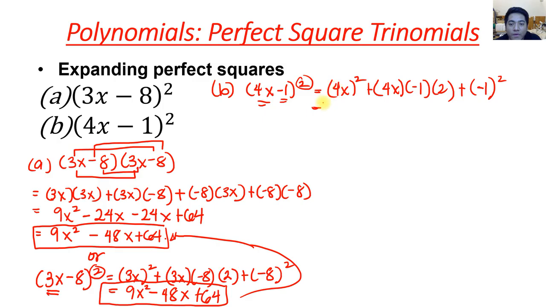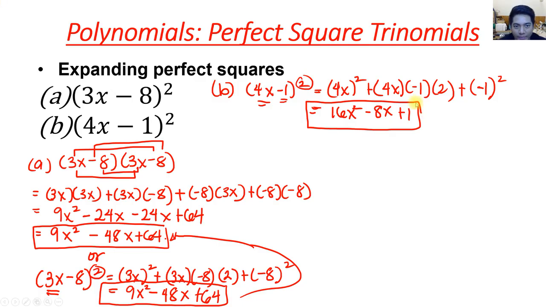So you have 4x squared would be 16x squared, 4 times 4, 16. And then we have 2 times negative 1 is negative 2, times 4x, that's negative 8x. And then negative 1 squared would be positive 1. So this will be your expansion of the perfect square trinomial. Okay? So if you do the FOIL, it's still going to be the same. The answer will be the same.